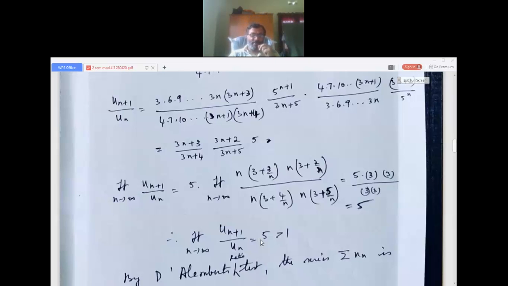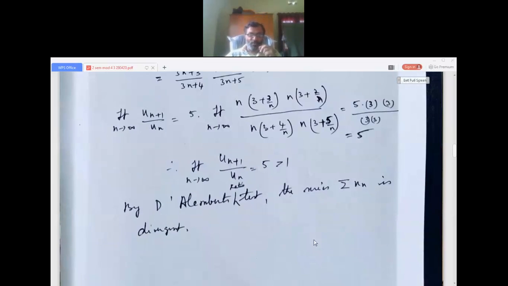That is greater than 1. Okay, it is 5 and it is greater than 1. Okay, so by D'Alembert's ratio test, the series sigma un is divergent, because if it's less than 1, it is convergent, and if it is greater than 1, it is divergent.